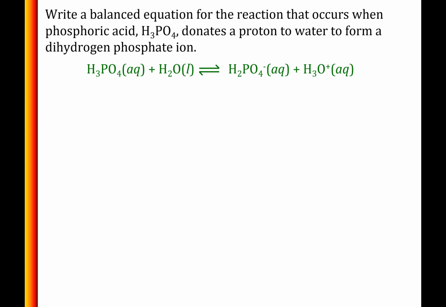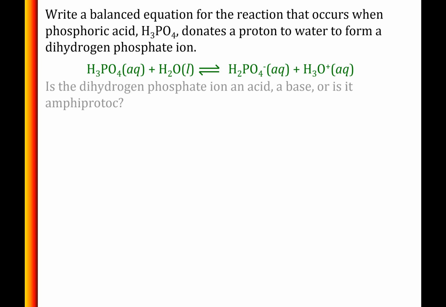So now all that's left is to write out what our other product would be. Okay, so just simply remove a proton from H3PO4 to make H2PO4 minus. Okay, that's your dihydrogen phosphate ion. And that's the whole reaction. Just make sure you label your states.